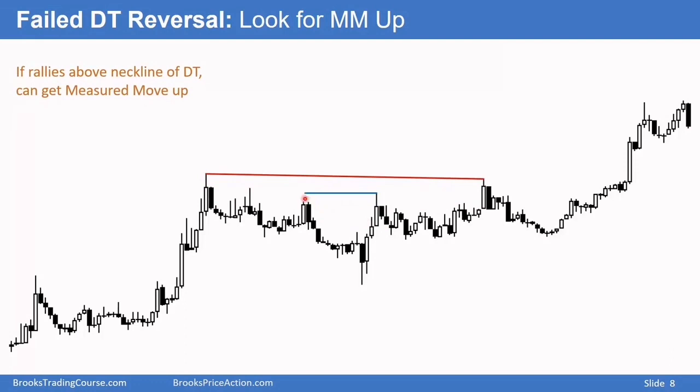We have a double top, this high, that high, this high, that high, and this high, and that high. The bears are trying to get a reversal down. The bears who shorted will put their stops above the double top, somewhere over here.